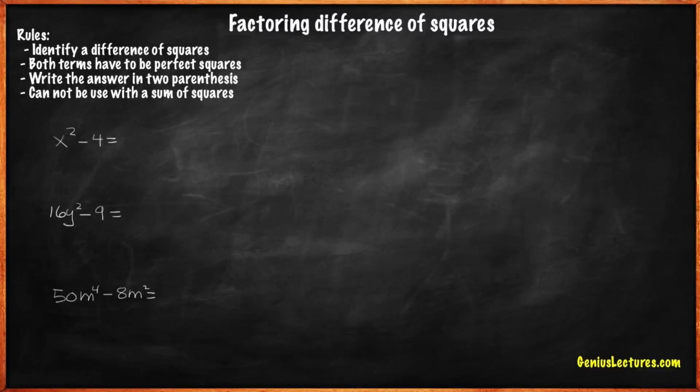Factoring difference of squares. Rules. Identify a difference of squares. Both terms have to be perfect squares. Write the answer in two parentheses. Cannot be used with a sum of squares.